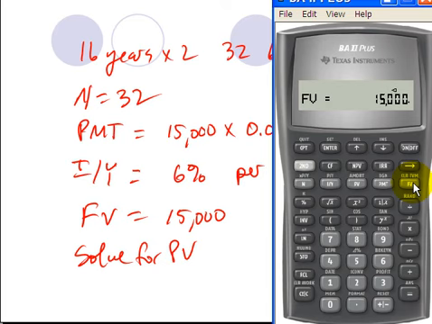And let's see, what are we left with? I think all we're left with is calculating the present value. Nope, I seem to have missed something. Interest rate. Yield is 6%. And now let's compute the present value. And that gives us $17,112.60. All right, so that gives us the price of the bond.